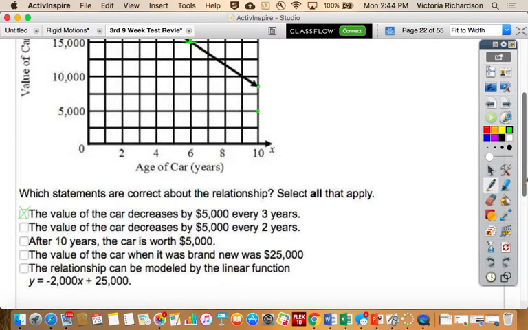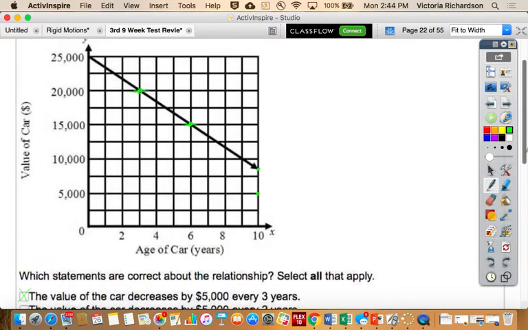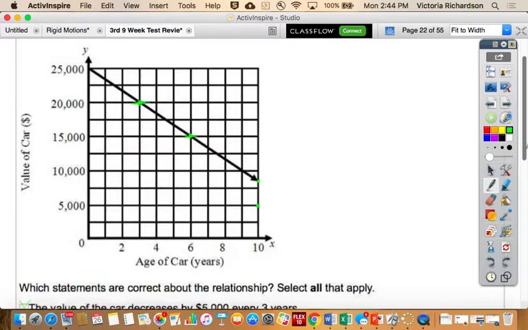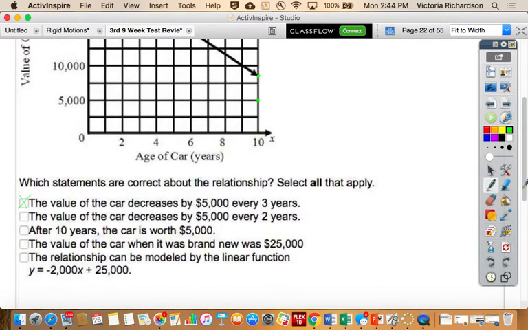The value of the car when it was brand new was $25,000, and that is true if you look all the way to the initial value or the beginning. So D. And the relationship can be modeled by the linear function y equals negative 2,000x plus 25,000. That's not true. It'd be y equals negative 5,000x plus 25,000.